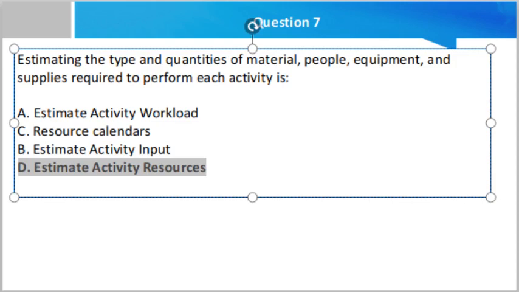Now why is it the right answer? Basically friend, estimate activity resources is the process of estimating the type and quantities of material, people, equipment, and supplies required to perform each activity here. So that is why option number D is the right answer.